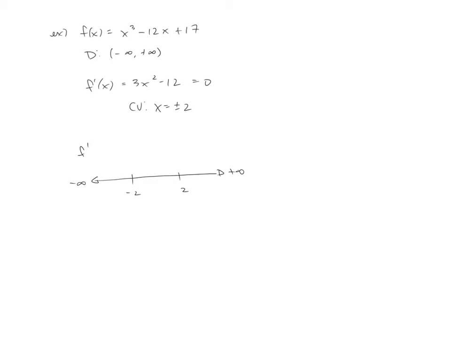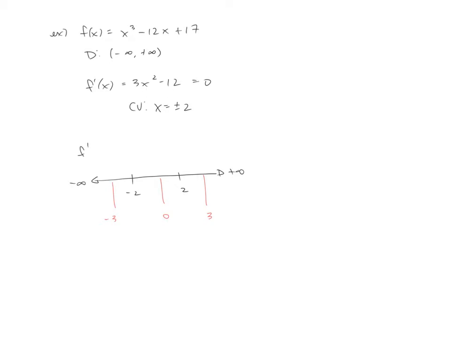So now I'm going to take numbers within each of these intervals. Maybe I'll take a negative 3, maybe I'll take a 0, maybe I'll take a positive 3. They just have to be numbers in that interval. And then I'm going to take those red numbers and I'm going to go back into the first derivative. Okay, so I'm coming back into this guy right here.